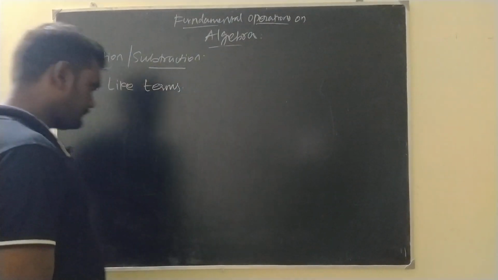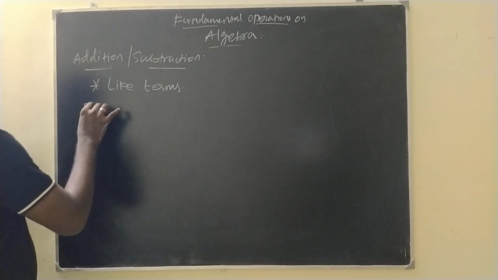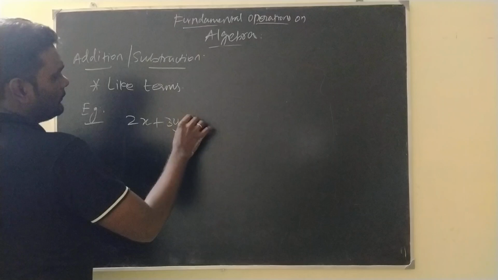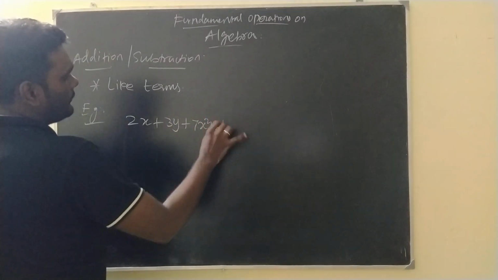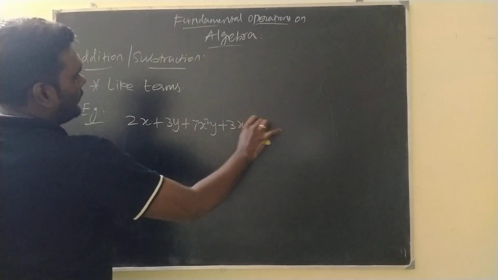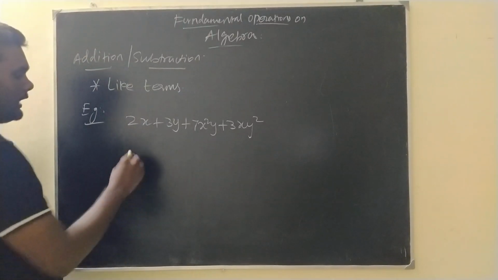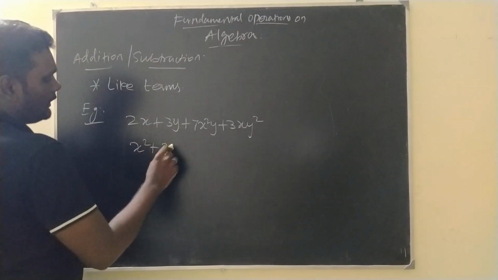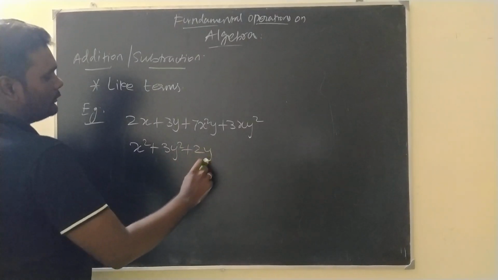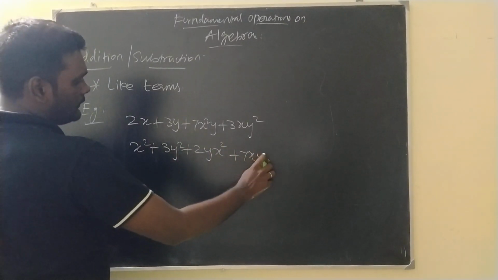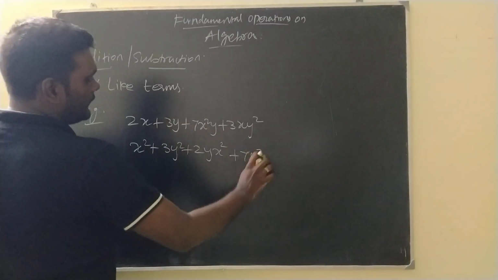For example, take this example, 2x plus 3y plus 7x square y plus 3x y square. This is one expression. Now I am going to add this with x square plus 3y square plus 2yx square plus 7x y square x.